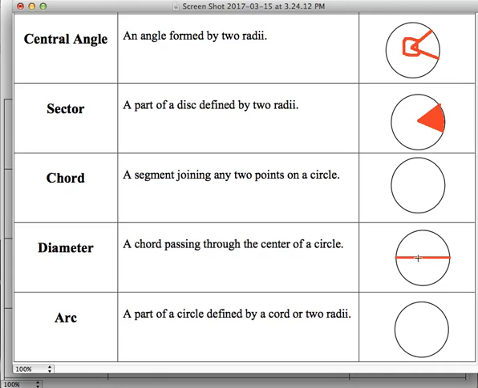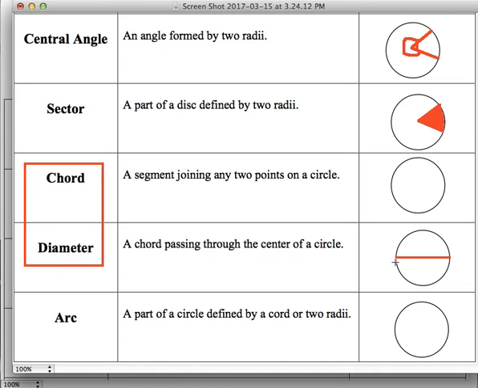The answer is yes. And it's a diameter. A diameter is just a specific kind of chord, right? These two here are actually, you could say, chords. You know how you say, well, all squares are rectangles, but not all rectangles are squares. Well, all diameters are chords. Not all chords are diameters, right?